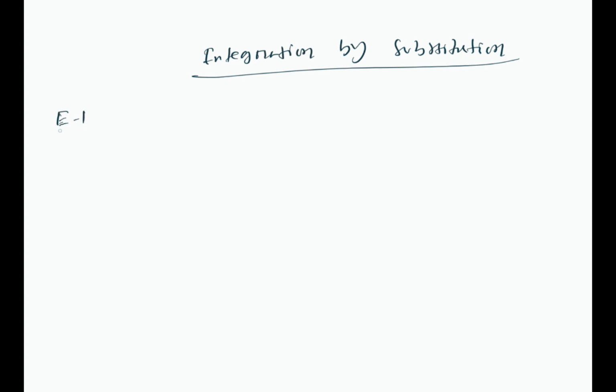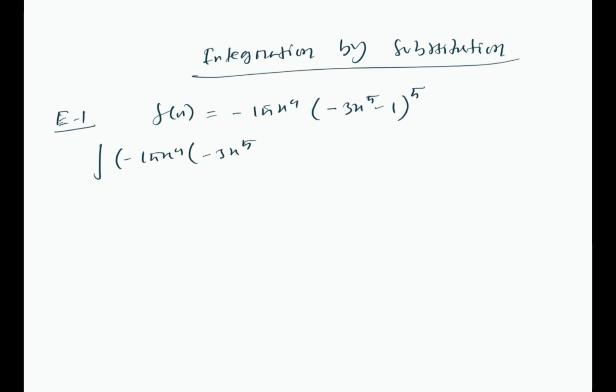So example 1. For example 1, we have a function f of x is equal to minus 15x to the power 4 times minus 3x to the power 5 minus 1, all to the power 5. Okay, so the integral of this function, minus 15x to the power 4 times minus 3x to the power 5 minus 1 to the power 5 dx. Now our task is to select our u. So we need to select u in such a way that through u and du we can represent this whole integral function.